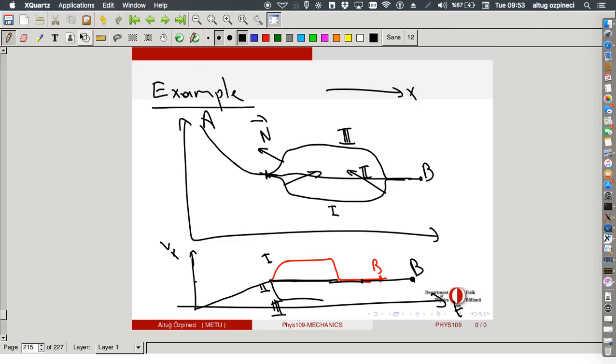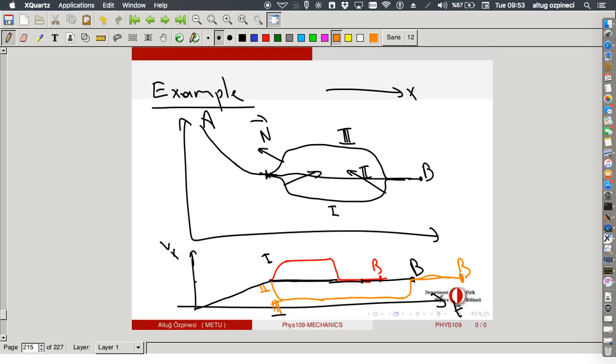Now for the other one, it should go even further. So its speed is lower, so it will take a larger time to pass the hill. When it passes the hill, it will have the same horizontal speed as the other ones, and it should just continue until it reaches the point B.